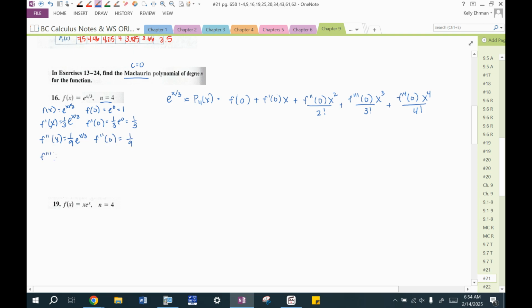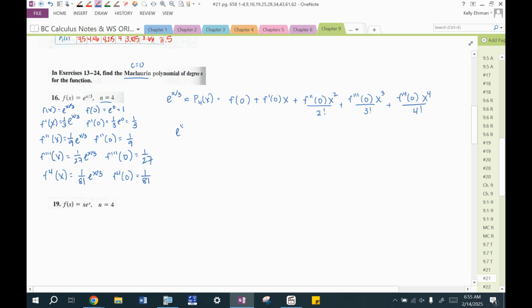And f triple prime of x is going to be 1/27 times e to the x over 3. So f triple prime of 0 is 1/27. And take this out to its fourth derivative. This becomes 1/81 e to the x over 3. So the fourth derivative at 0 is 1/81. And now we just need to put these numbers into their places here.